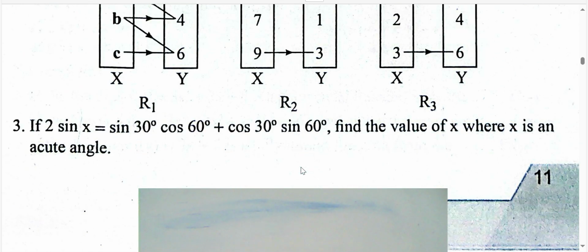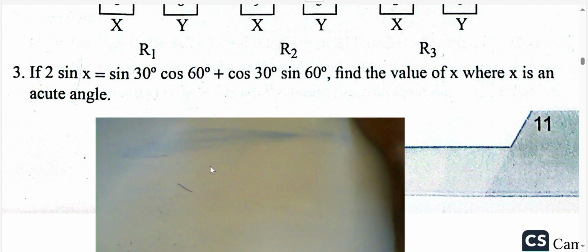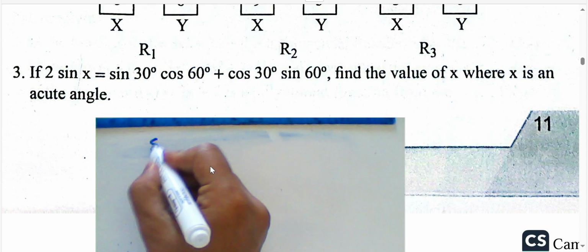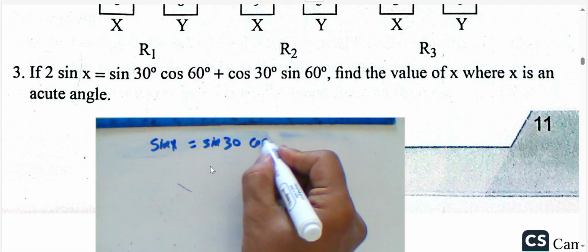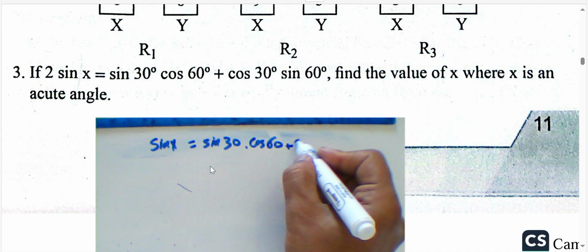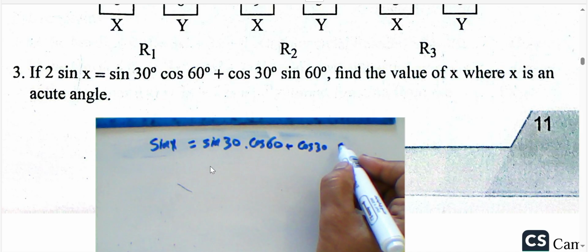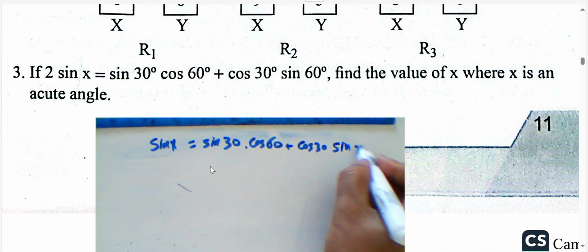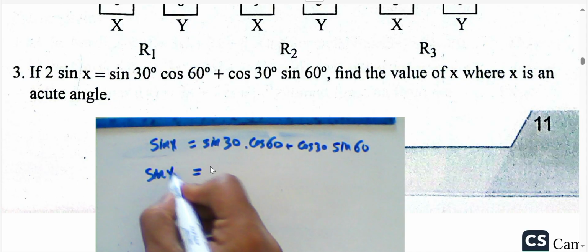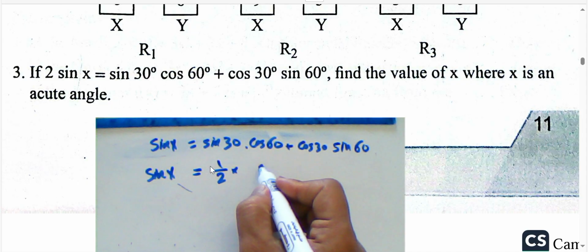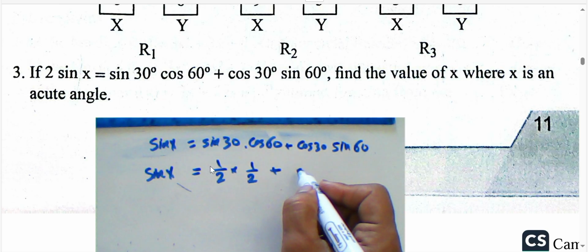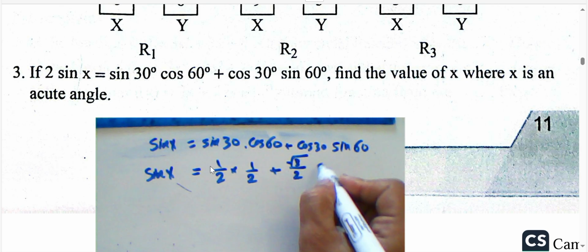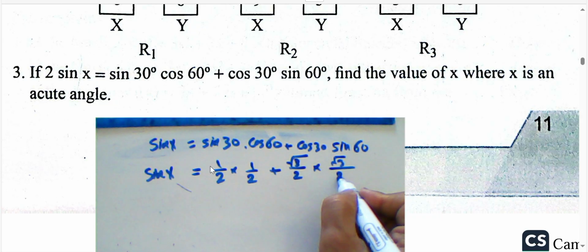Next question, number 2 or number 3. If sine x equals sine 30 cosine 60 plus cosine 30 sine 60. Right, sine 30 is half, multiplied by cosine 60 which is half. Cosine 30 equals root 3 over 2, and sine 60 is root 3 over 2.